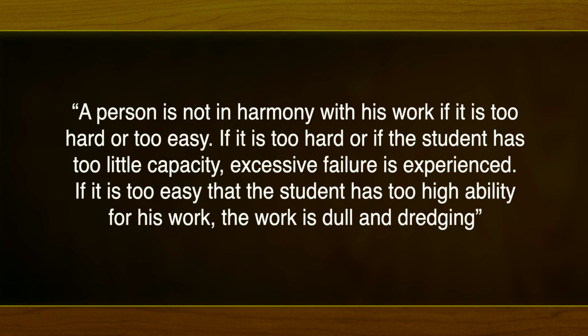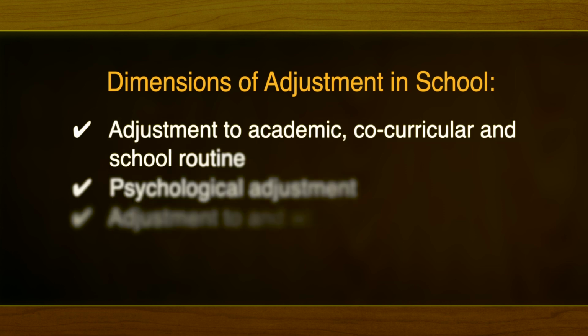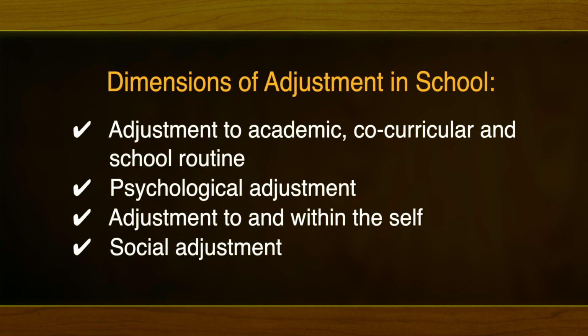hard or too easy. If it is too hard, or if the student has too little capacity, excessive failure is experienced. If it is too easy, that is, the student has high ability for his work, the work is dull and drudging. Now, let us discuss some dimensions of adjustment in school, which are: first, adjustment to academic, co-curricular and school routine; second, psychological adjustment; third, adjustment to and within the self; and fourth, social adjustment.